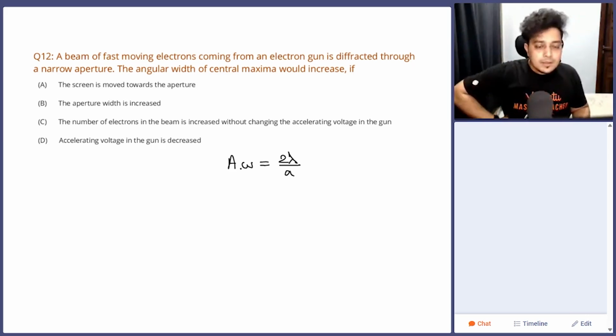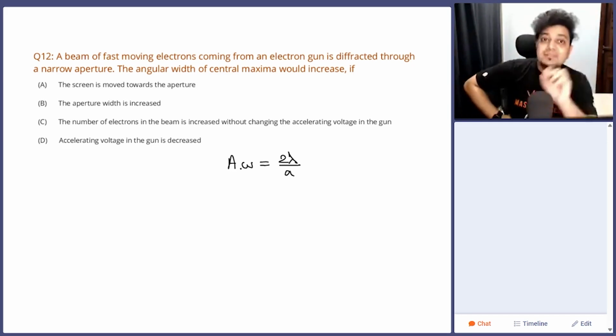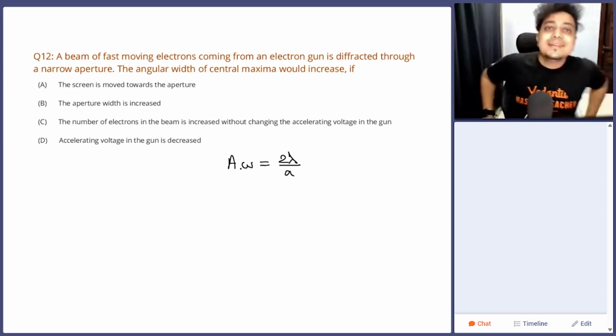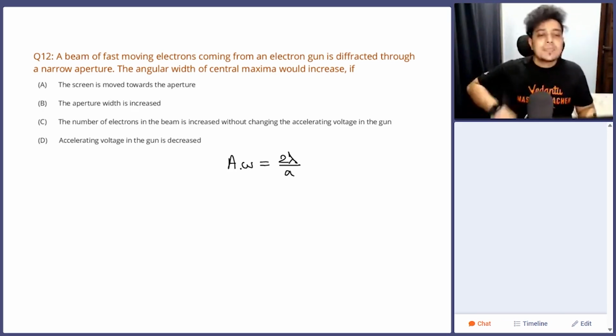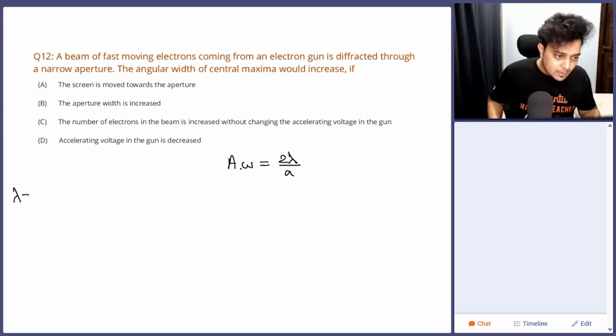Now if you increase the wavelength, how will you increase the wavelength? First of all, this is not the wavelength of light, this is the wavelength of the electron. So we are talking about a matter wave here. We are talking about the de Broglie hypothesis. So that wavelength is being talked about, and we know there are various formulas to get that wavelength. If I rewrite the formula, the de Broglie hypothesis tells us that it is h upon p.